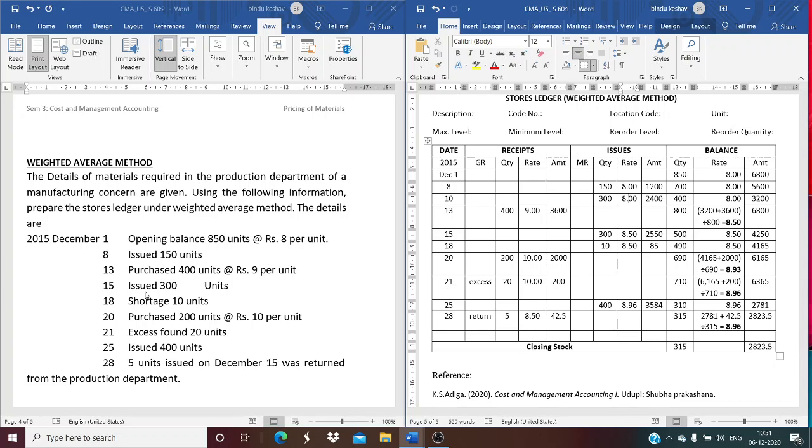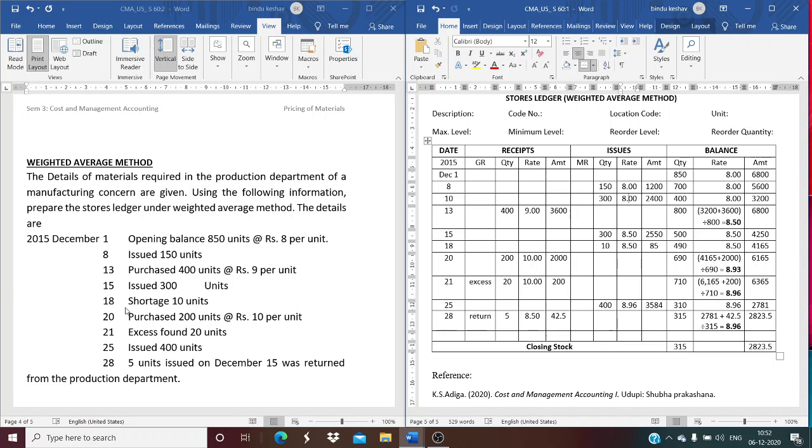Now 15th, issued 300 units. Whenever there is an issue, it is issued as per the weighted average price of 8.50. So 300 units at 8.50, 2,550 is issued. The balance is 800 minus 300, 500 units at rupees 8.50, 4,250.